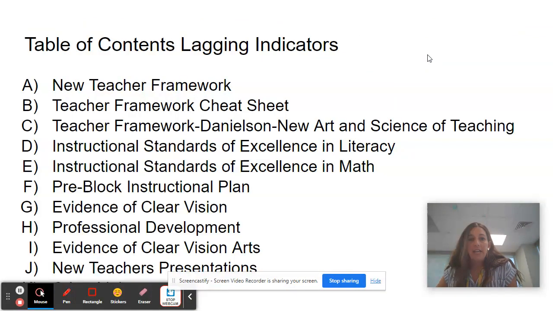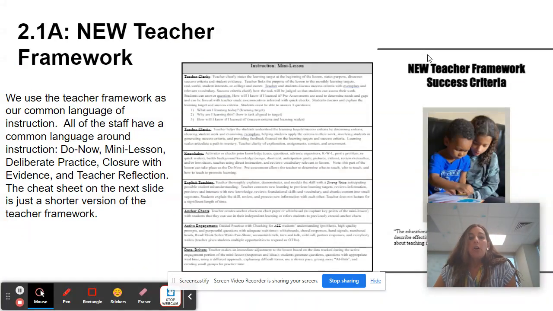You can see our table of contents, and this is a list that I will get into as we go on. Looking at this particular piece, we are looking at our mini lesson instructional framework. Our teacher framework here is used so that we have a common language of instruction. We look to have this common language around all levels of instruction, from the do now to the mini lesson, deliberate practice, closure, and evidence of learning. There's also the component for teacher reflection.